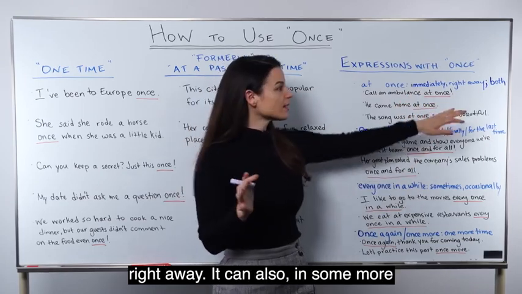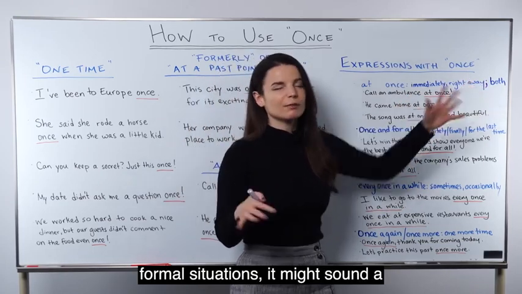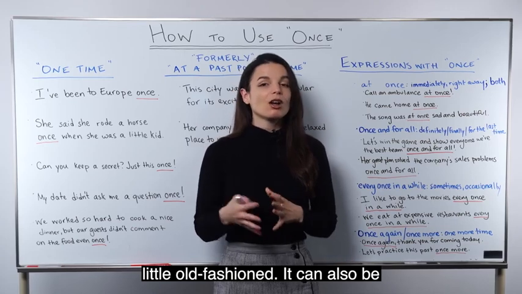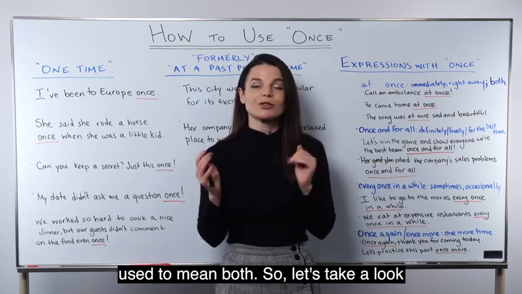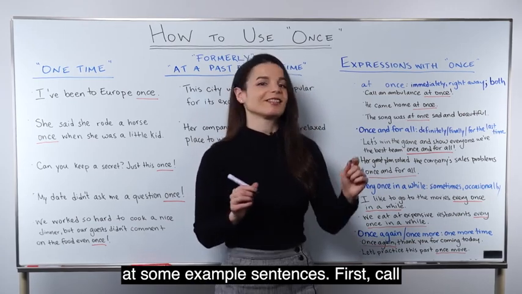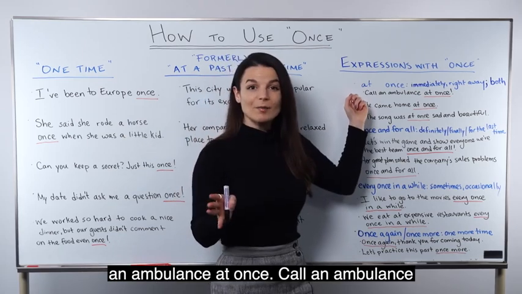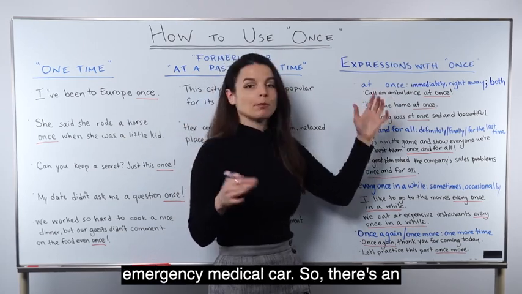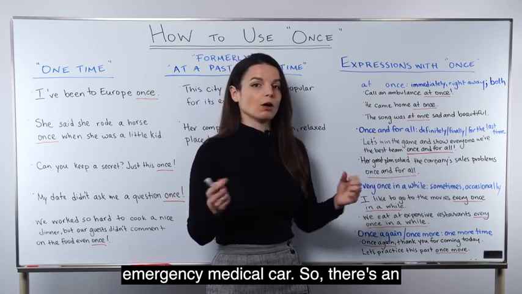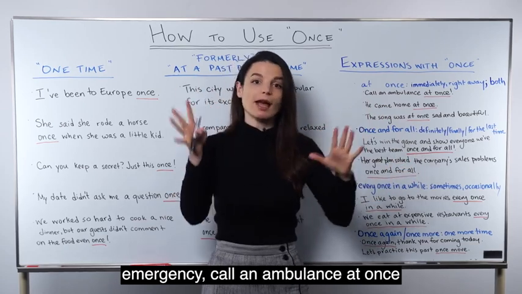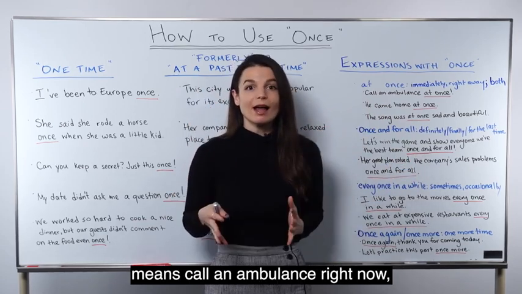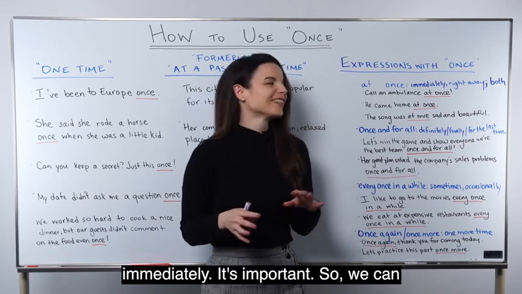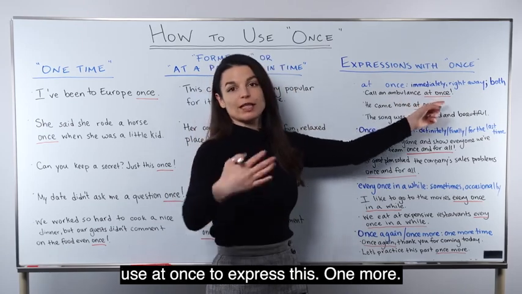In some more formal situations, it might sound a little old-fashioned, it can also be used to mean both. So let's take a look at some example sentences. First, call an ambulance at once. So an ambulance is an emergency medical car. So there's an emergency, call an ambulance at once. Means call an ambulance right now, immediately. It's important. So we can use at once to express this.